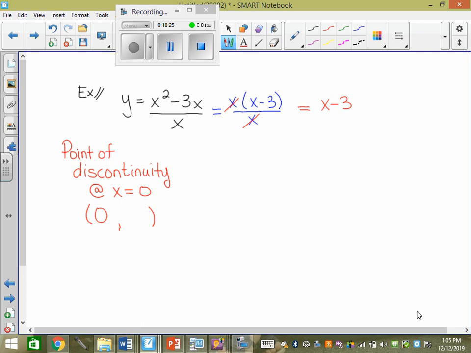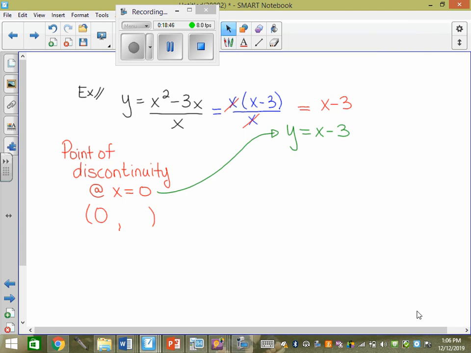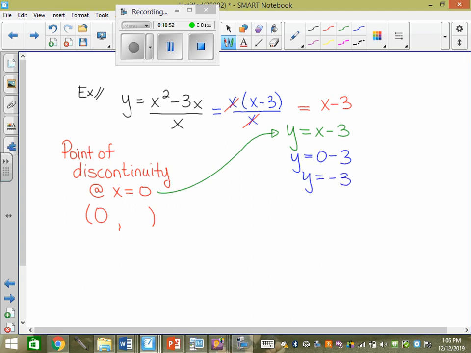So I now have y equals x minus 3, right? That's the place I plug it into. I plug it into the reduced equation, because if I plug it into the equation at the beginning, I'm going to get zeros in the denominator, because that point makes a 0 in the denominator. So I have to plug it into the reduced version. So I'm going to get y equals 0 minus 3, so y equals negative 3. I just found the y of the point of discontinuity. I just did a standard of excellence question.